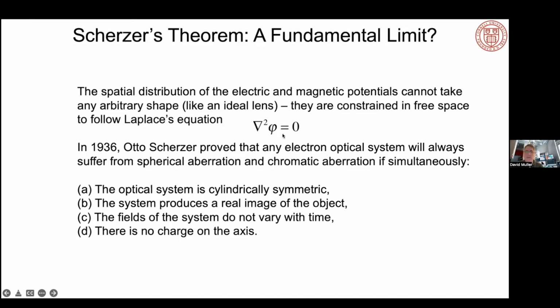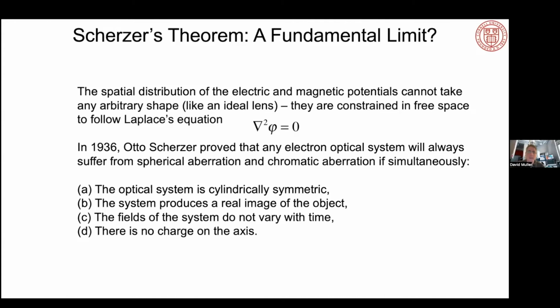shape of the potential has to follow Laplace's equation. And the potential plays the role of the refractive index. So now if I'm building a lens, my refractive index has the wrong curvature to get a lens in anything other than a paraxial approximation. And this curvature is going to guarantee that I have a positive spherical and chromatic aberration if I have a cylindrically symmetric lens. So the conditions of, when do I get these aberrations, is I have a cylindrically symmetric lens, which is your normal round lens.